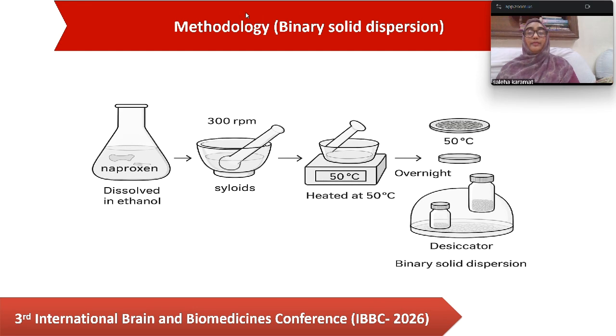Next is the methodology of the binary solid dispersion, in which I dissolved the naproxen in ethanol, as it is insoluble in water, then placed it in a glass pestle and mortar and added the Syloid at 300 rpm and 50 degrees centigrade. I placed it on a magnetic stirrer for 1 hour. After 1 hour, I removed it from the magnetic stirrer and placed it in a hot oven for overnight drying. After that, I collected its powder.